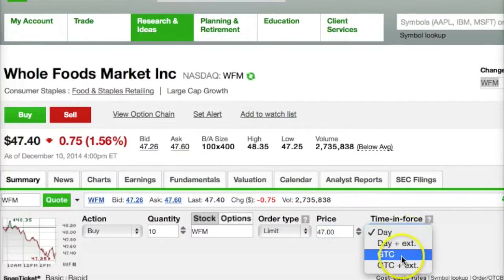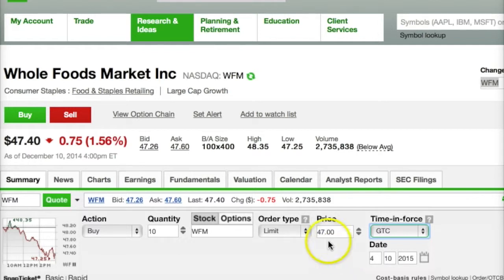Or you can do a good till cancel, which basically means you put this trade in and it has an expiration date. Either you can cancel it yourself, or the trade will expire if it doesn't go through, or it will be executed once the price hits that point of $47.